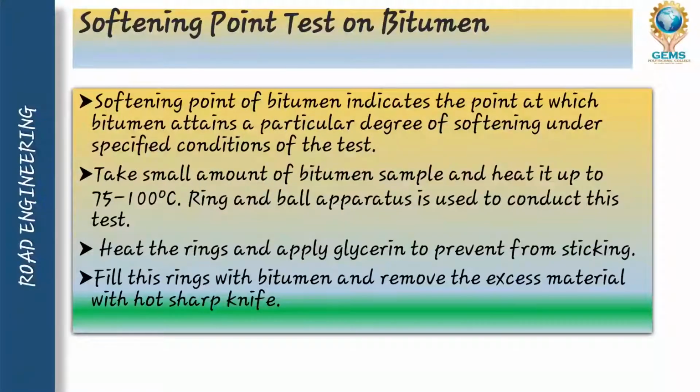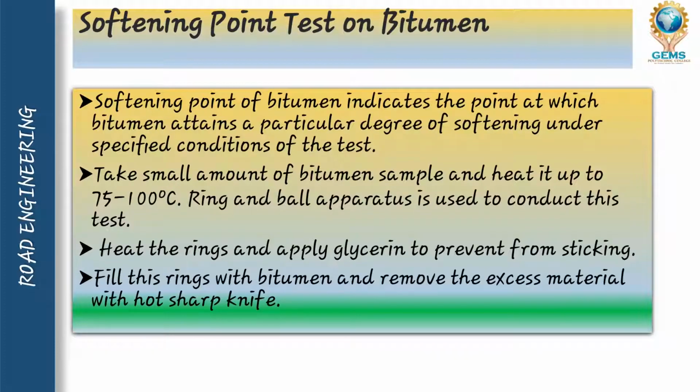Next is softening point of bitumen. This softening point on bitumen is tested in a lab. The softening point of bitumen indicates that point at which bitumen attains a particular degree of softening under a specified condition of this test. This softening point, by its name, tells that when the bitumen comes to this point, the bitumen will become soft and it will be like semi-solid.